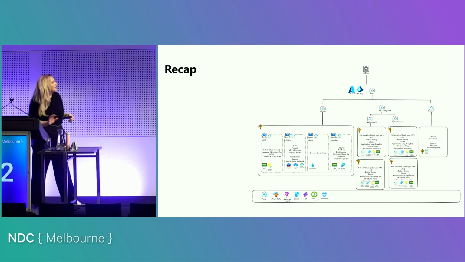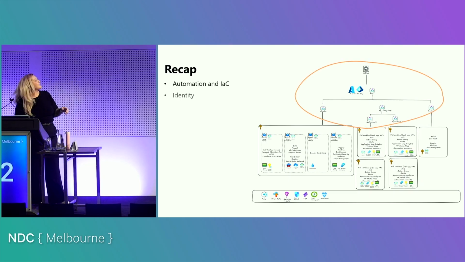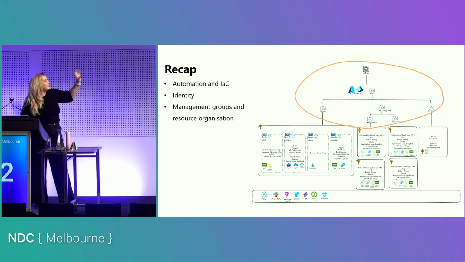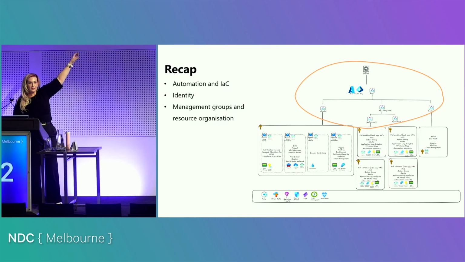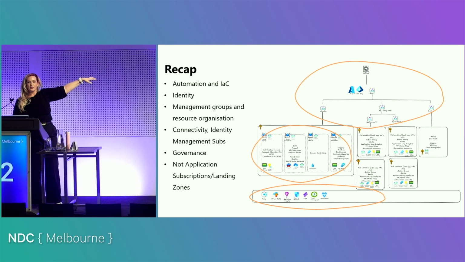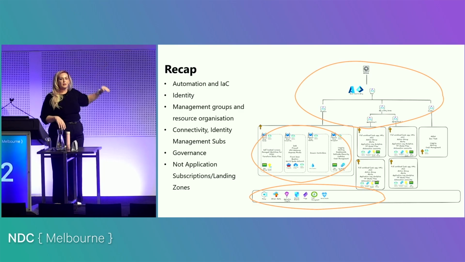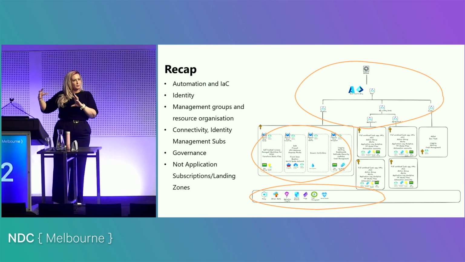So, there's more recap. Well, I was going to have a drink. Sorry. Oh yeah, so the accelerator, I just want to be clear. It deploys your automation, it deploys your resource organization, so the management groups, it deploys your connectivity, identity, and management resources. It deploys your governance layer, but it does not deploy the application landing zones. So they are done by subscription vending or manually or however you want to deploy them. But the accelerator deploys the platform for you, not the application stack.